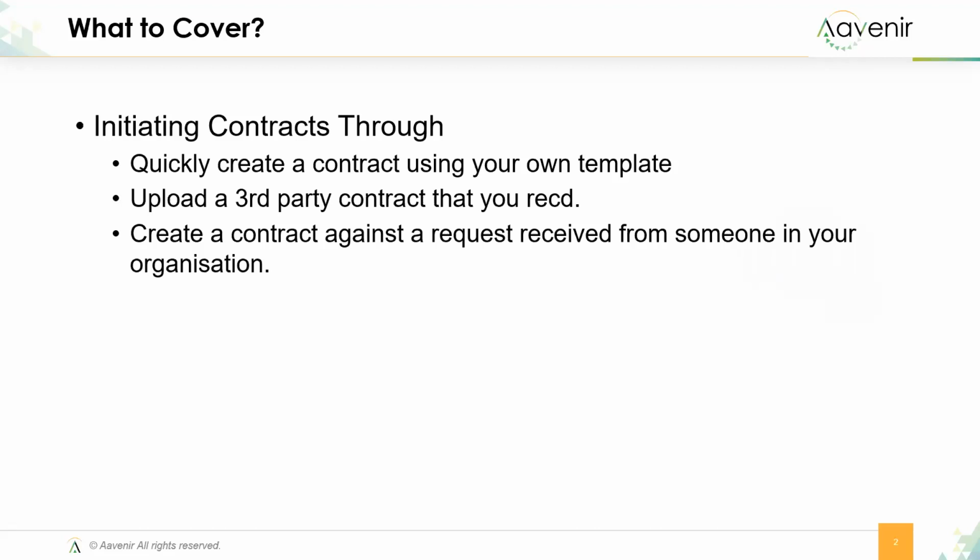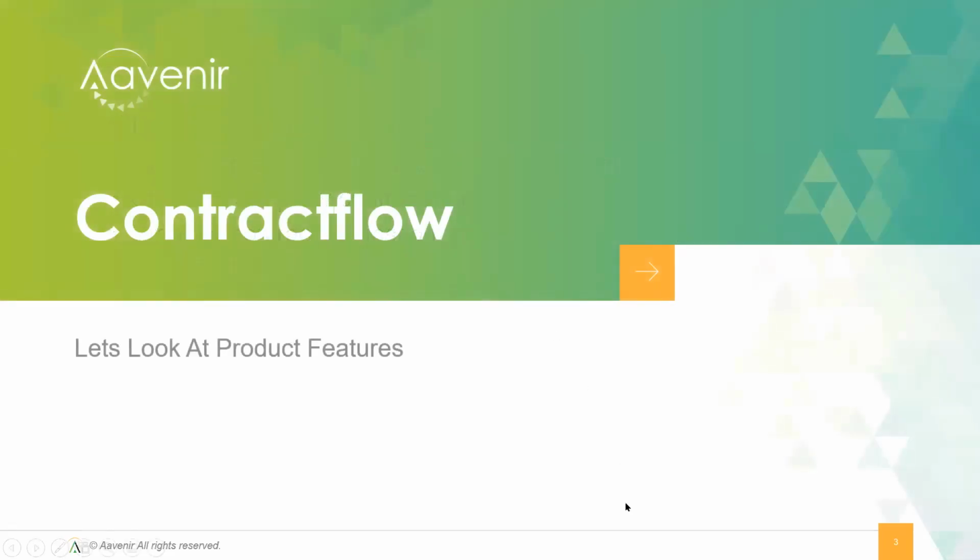As part of our agenda, what we want to cover today is how to quickly initiate contracts. There are various ways, and that is what will be covered: creating a contract using your own template, uploading a third-party contract that you may have received, or creating a contract against a request received from someone in the organization. With that, I pass it on to our product expert, Vikram.